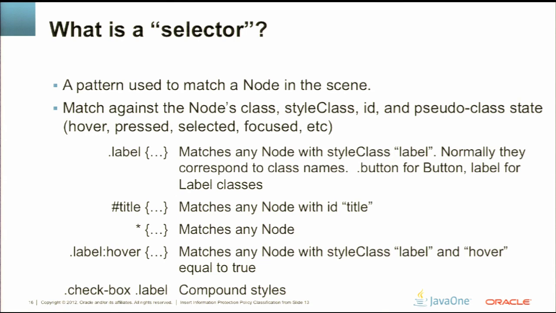You can also have states. For example, you can apply a particular style once the label is being hovered, right? You can do things like that. This style will be applied whenever you hover on the label. You can also have compound styles. Think about the checkbox, which also has a label inside. How are you going to style the label that is inside the checkbox? This is how you select the node in your scene graph where your style is going to take place.